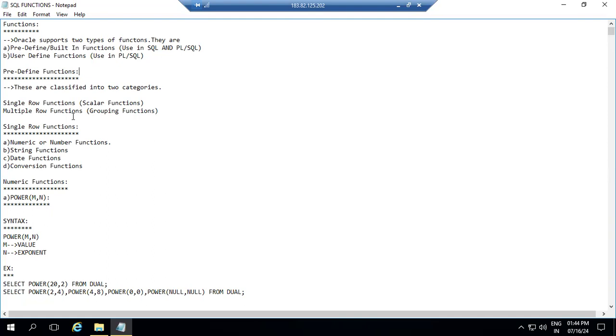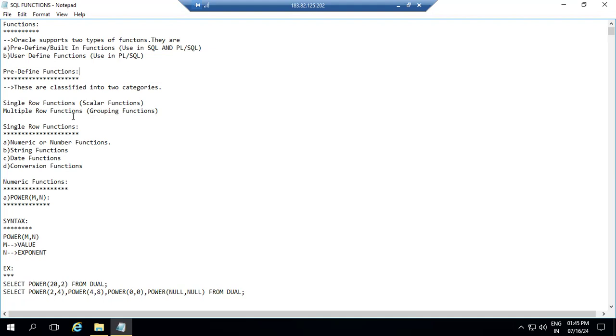Coming to predefined functions: they have already been defined and built into the Oracle database. Under this we have two categories. One is the single row function, and the other is the multiple row function. We can also call a single row function a scalar function, and multi-row functions grouping functions.